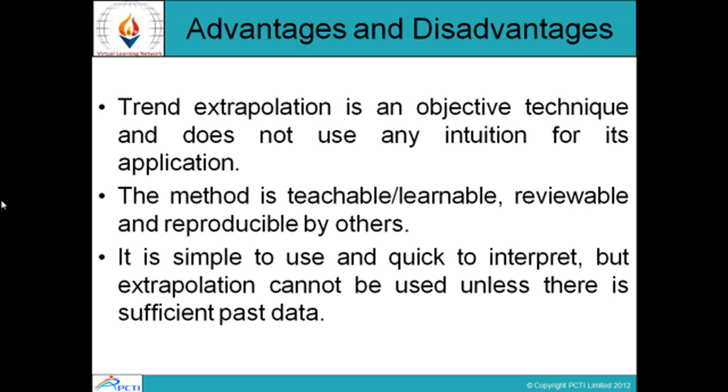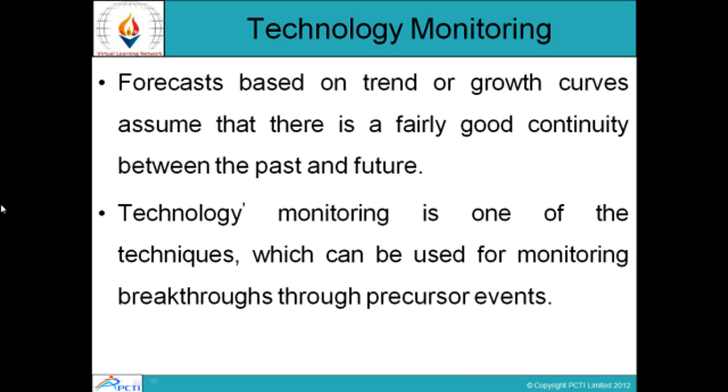Yes, that is what it is; there are always things to be understood. The third advantage is that it is simple to use and quick to interpret. But explanations cannot be used unless there is sufficient past data. Okay, now technology monitoring.